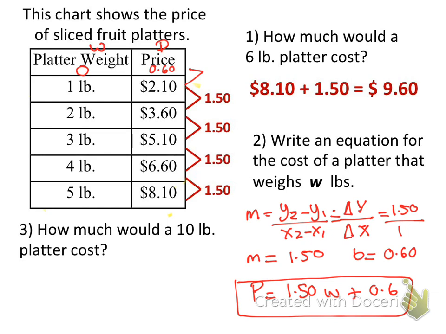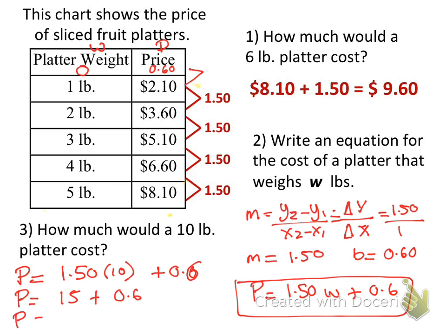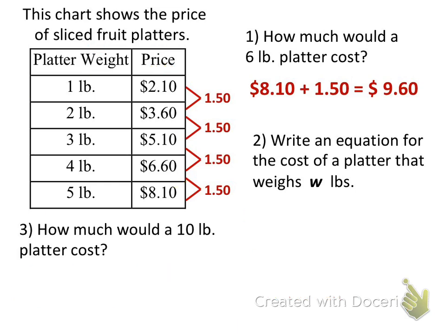Now it says, how much would a 10-pound platter cost? Where would I put that 10 pounds? For the W. So I'm doing 150 times 10 plus 0 and 6 tenths. So P is equal to 15 plus 0.6, which is $15.60. So for a 10-pound platter, it's $15.60. Is everybody understanding how to use the variables that actually come with the story? Okay, moving on.